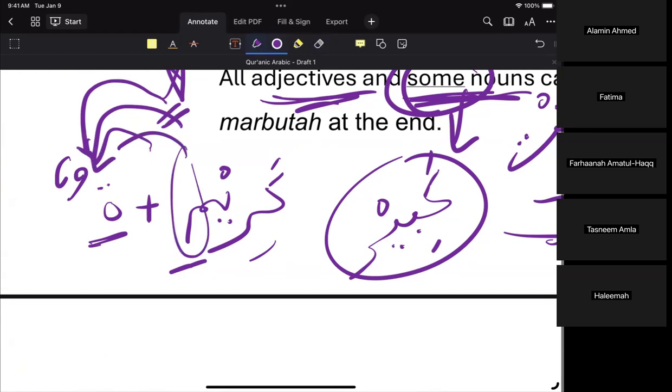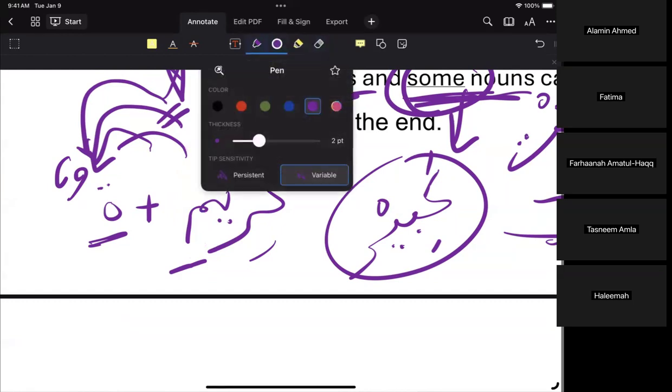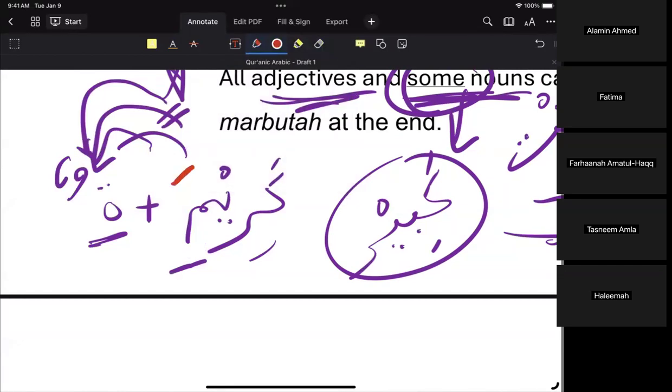Here's another golden rule. And I keep on reminding you, it's very difficult to find golden rules in Arabic because there's a lot of exceptions. Every rule in Arabic has exceptions. Here's your golden rule: the haraka before ta marbuta always, always, always is fatha.